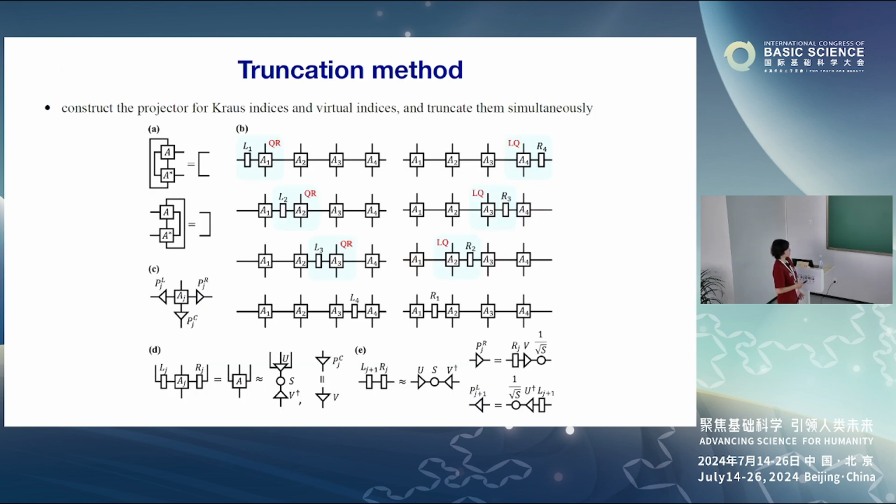And we can use this kind of scheme to do the simulation of the noisy quantum circuit. And we also need some truncation methods. This is how we truncate, but you don't need to worry about the details. I just want to emphasize that we can use this kind of scheme such that we can truncate the inner bond dimension and also the virtual bond dimension simultaneously.